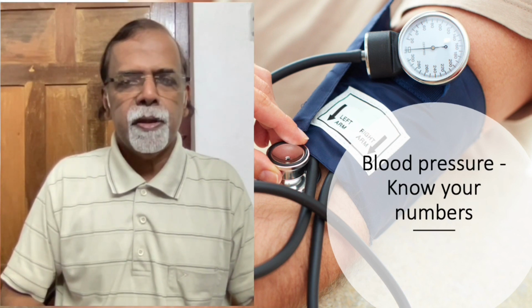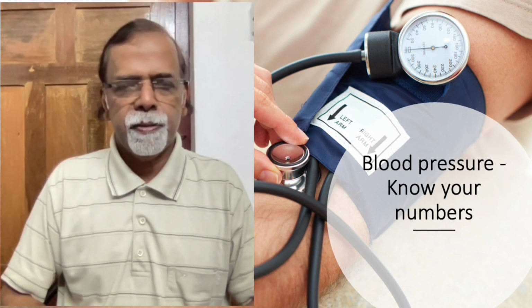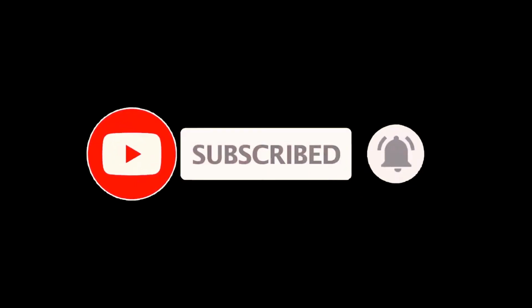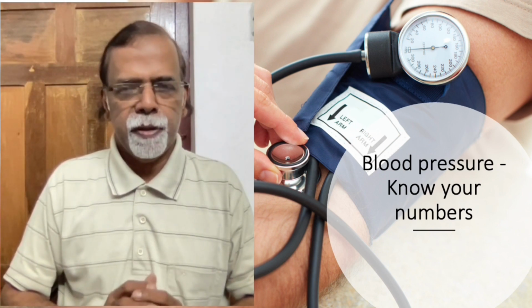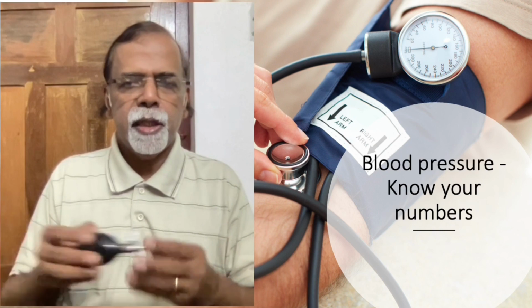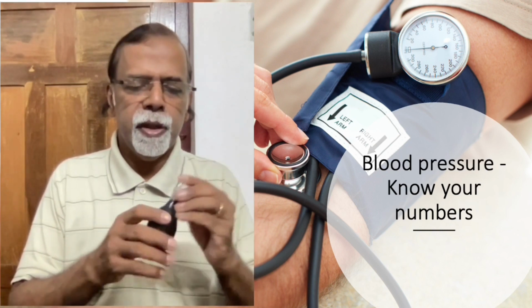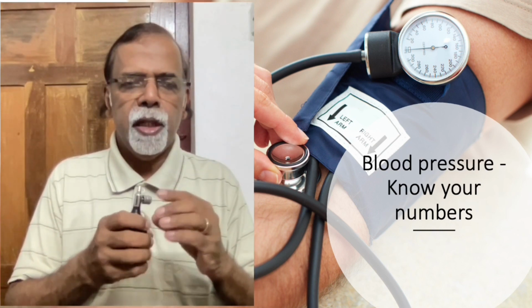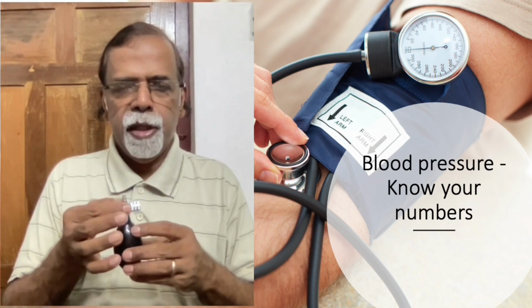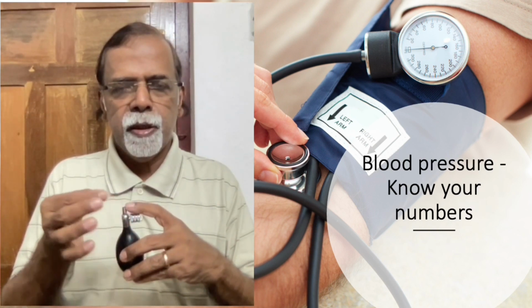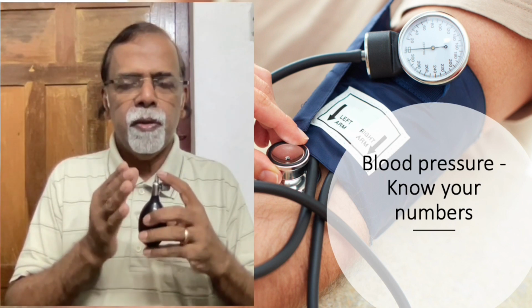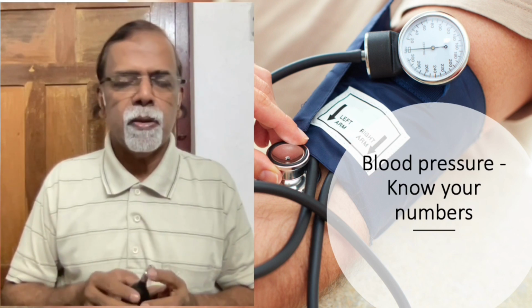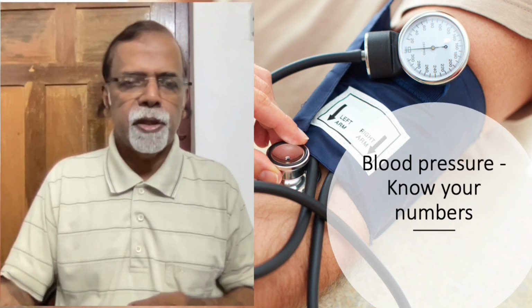Today's topic is blood pressure, know your numbers. So, we'll start with what is meant by blood pressure. As we know, the heart is like a pump. The main duty of the heart is to pump blood. So when the heart is pumping blood and the blood is passing through various blood vessels to different parts of the body, the pressure exerted by the blood on the wall of the arteries is called blood pressure. Hope this point is clear to you.